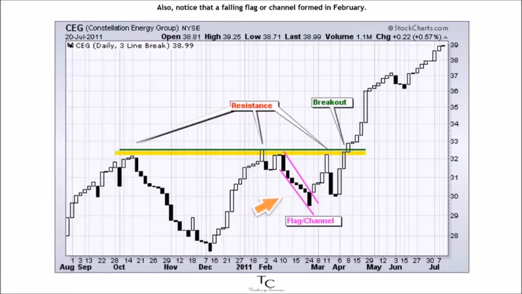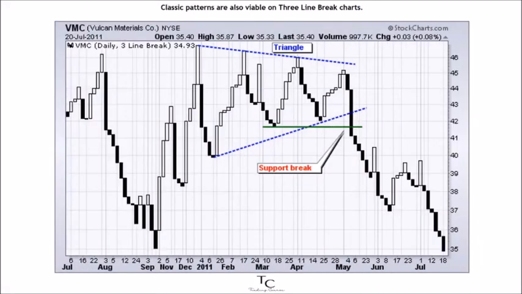Also, notice that a falling flag or channel formed in February. Classic patterns are also viable on 3-line break charts. Double bottom, double top, head and shoulders patterns, triangles, and others can form on these charts. The chart on the screen shows Vulcan Materials, VMC, with a large symmetrical triangle forming from January to May. The stock broke the lower trend line and support with a sharp decline in early May.